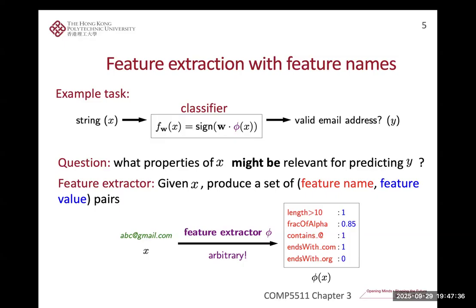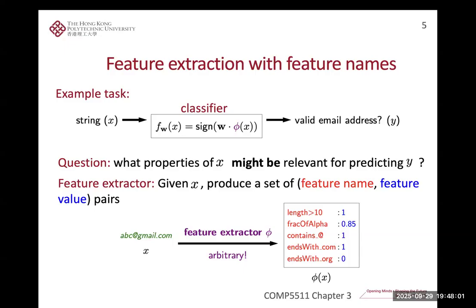Yes, this one pattern, right? Like polyu.edu.com. There's some specific pattern that reflects this string is an email address. So what we need to do is identify what kind of patterns are relevant to predict this label Y. This is something we are going to answer.